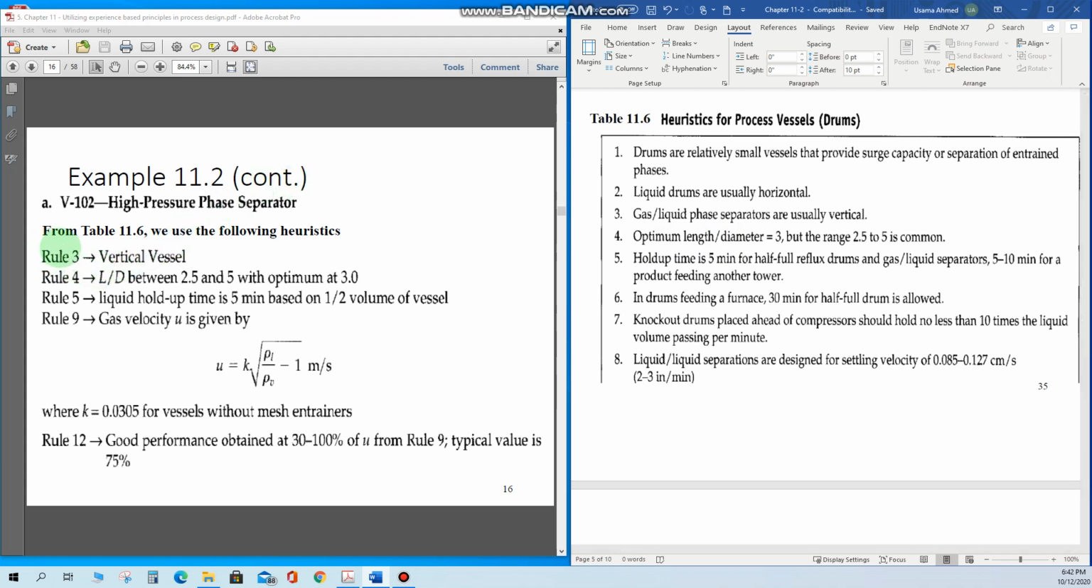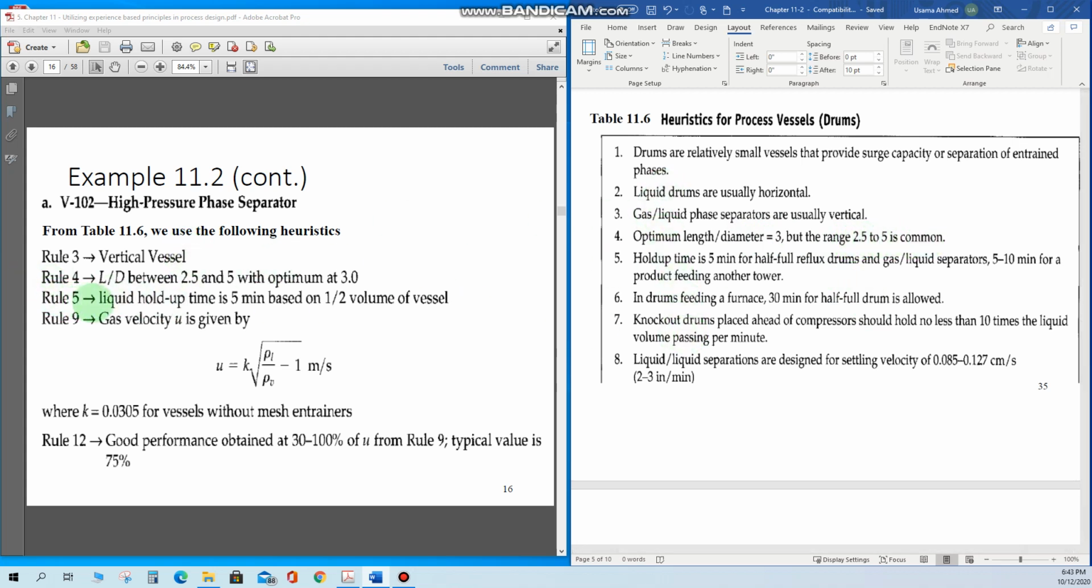Okay, now let us see the rule here. Rule number 3, this is a vertical vessel. If you look at the flow sheet also, that vessel that you can see there is a vertical vessel. So rule number 3, gas liquid phase separators are usually vertical. If you are separating the gas out of liquid, most of the vessels that you would see are vertical. Then rule number 4, length to diameter ratio between 2.5 and 5 with an optimum value of 3.0. So the optimum length to diameter ratio should be 3, but the range can vary from 2.5 to 5. So we have to see each of them one by one.